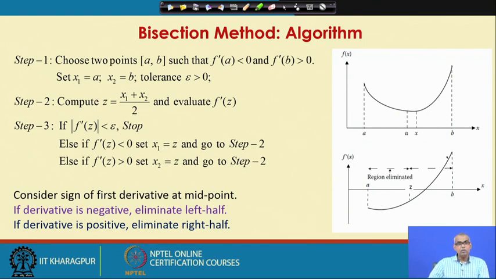So, let us look at the algorithm. We first choose 2 points A, B such that f prime A is less than 0 and f prime B is greater than 0. So, the signs of the derivatives must be opposite at these 2 points. Then we know the minimum lies between A and B. So, now we set x 1 equal to A and set x 2 equal to B. We also set a small tolerance value.